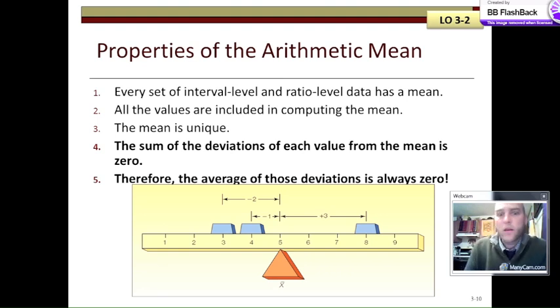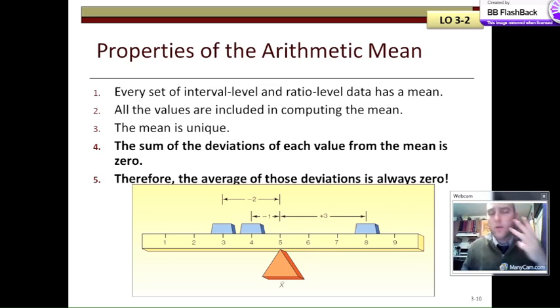Deviation: negative 2 plus negative 1, negative plus negative, is negative 3. And then we see positive 3 is the third one. You add all those things together, you get 0. You always get 0. The sum of the deviations of each value is always 0. Which leads to point 5, which is that the average of those deviations is always 0. Anytime you add them all up, you always get 0. Divide by however many you want, and you've still got 0.